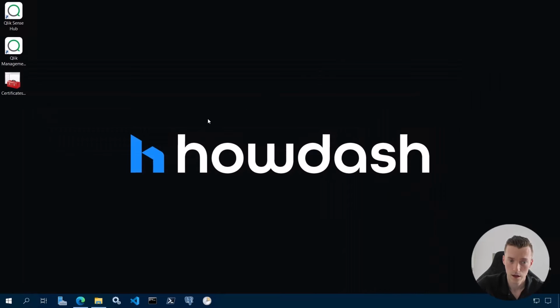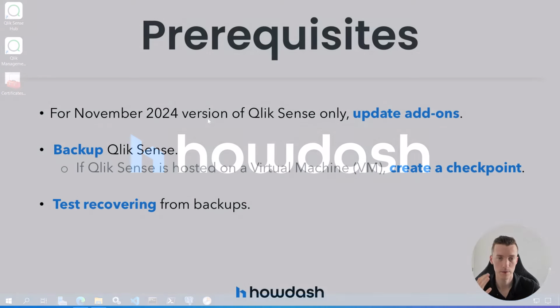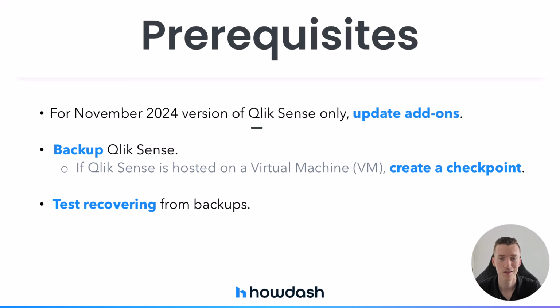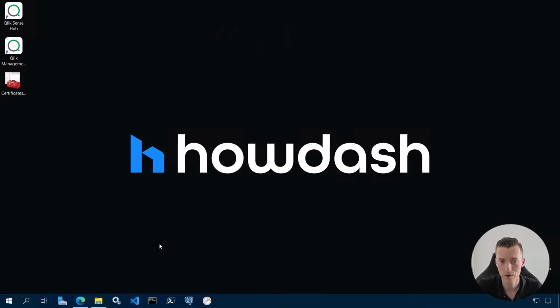So assuming you have those things ready, specifically for the November 2024 version, add-ons need to be updated, and for every version you must create backups. That's a critical step of the upgrade process, and ideally you also confirm that the backups you have created can be used to recover your Qlik Sense server. Now, assuming you have done that, let's go ahead and start with the process.